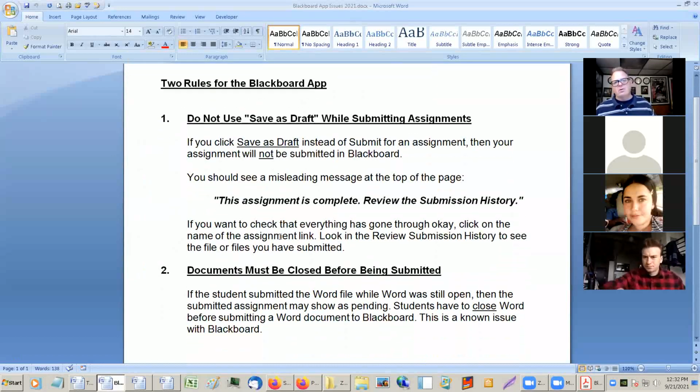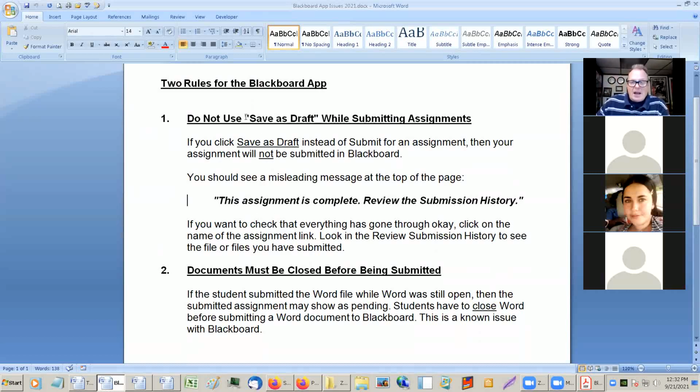Basically there's two rules for the Blackboard app, for this class anyways. And I don't think many of you are doing this one. Do not click on save as draft. If you do save as draft, it does not submit it. It doesn't do anything with it, basically. It says, okay, I want to hold on to this and look over it before I enter it.